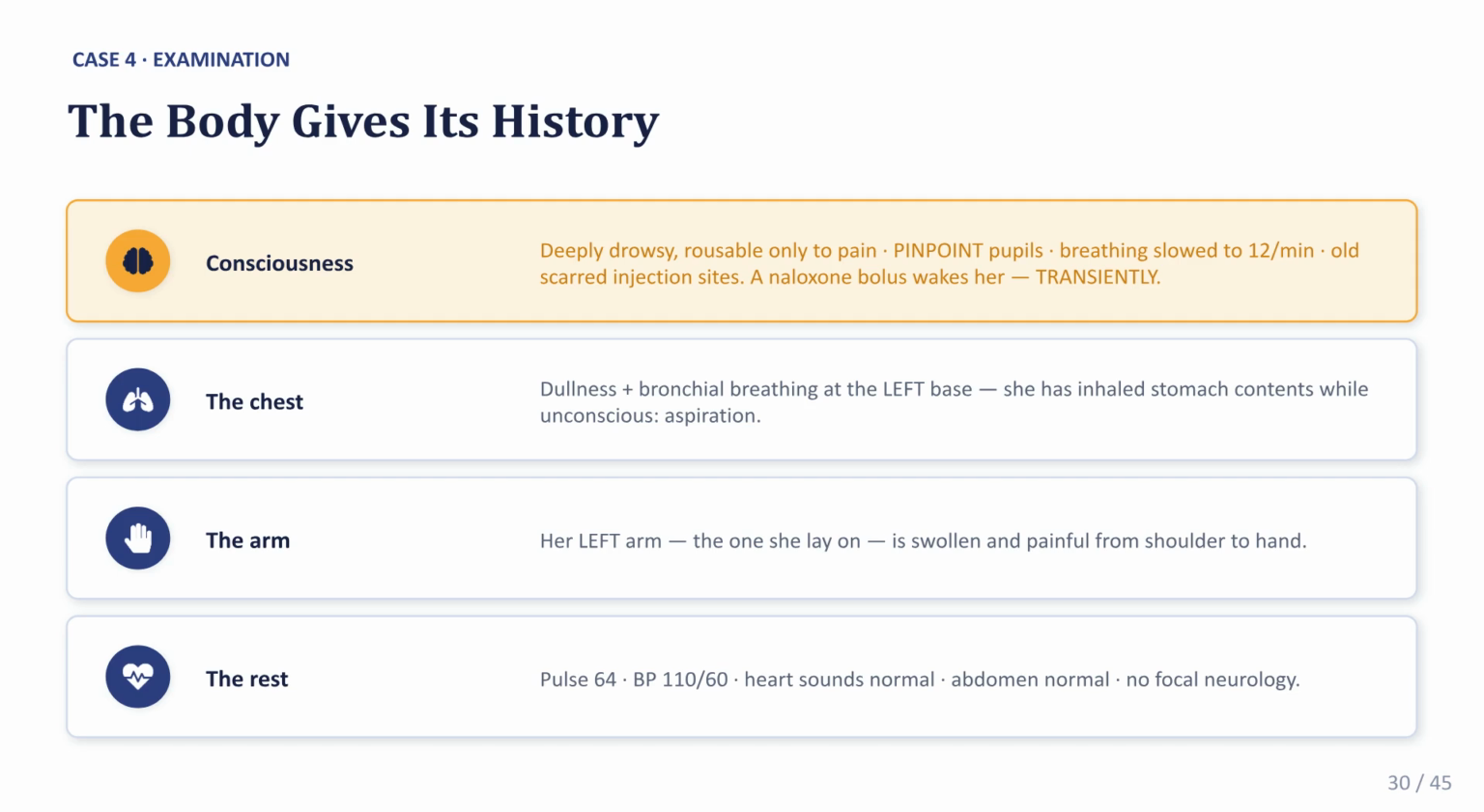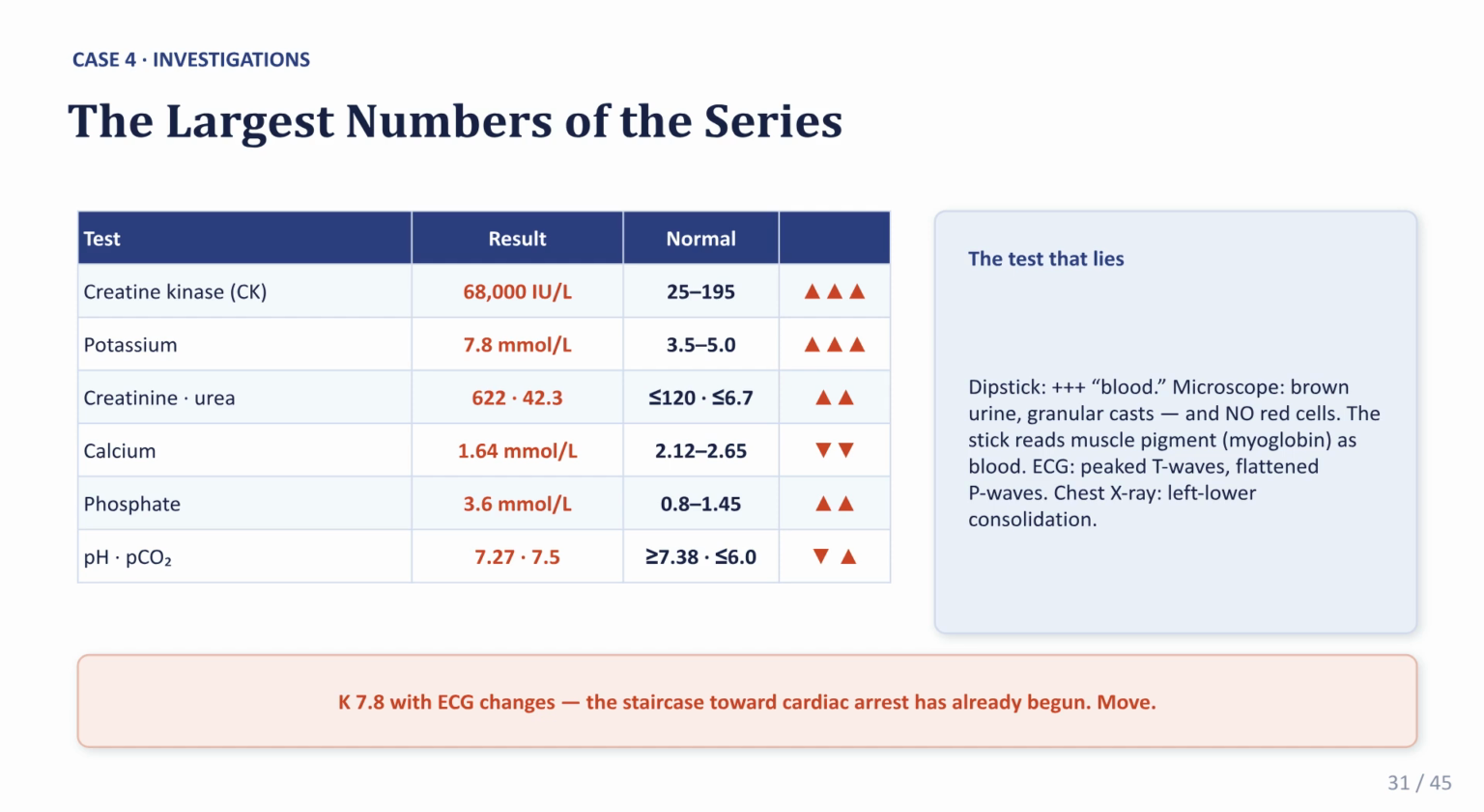This arm injury suggests prolonged pressure during her unconsciousness. We must investigate the consequences of these findings immediately. The largest numbers this series has shown: creatine kinase, the enzyme from dying muscle, is 68,000. Her potassium is 7.8.